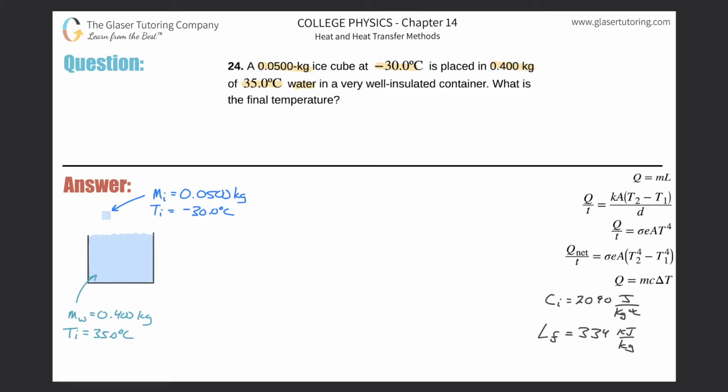All right. Tough question. Okay, so just be prepared. It'll probably require a detailed explanation. All right, so we're trying to find the final temperature, right? And we know that the water inside this container is starting at 35 degrees Celsius. The ice cube here is starting at negative 30 degrees Celsius.